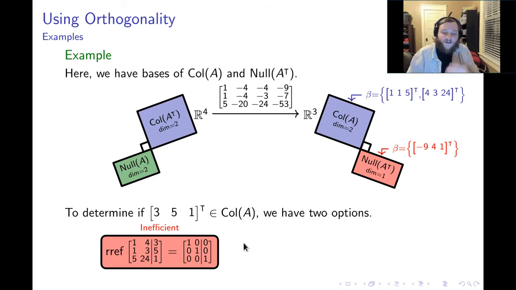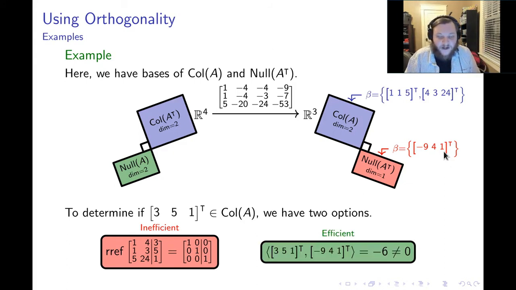So let's ask ourselves, what does it mean to say that a vector is in the column space of a matrix? Our new perspective on the four fundamental subspaces says that being in the column space is equivalent to saying that the vector is orthogonal to every vector in the left null space. So if (3, 5, 1) were in the column space, we would certainly expect it to be orthogonal to the vector (-9, 4, 1). Well, checking that orthogonality condition is exactly what I consider to be the efficient solution to this problem.